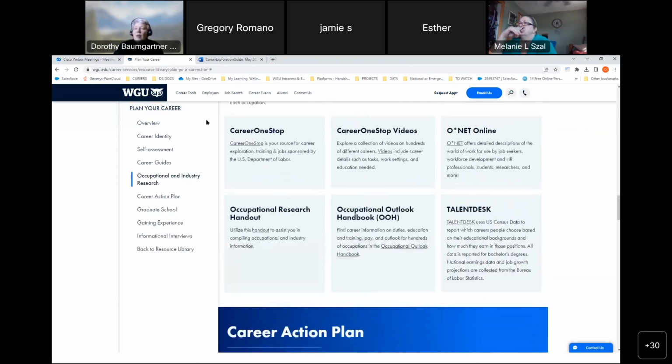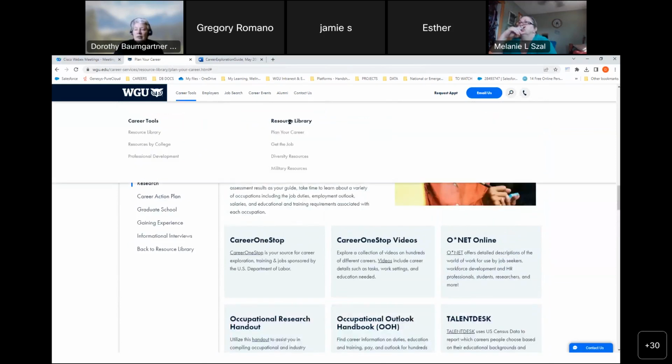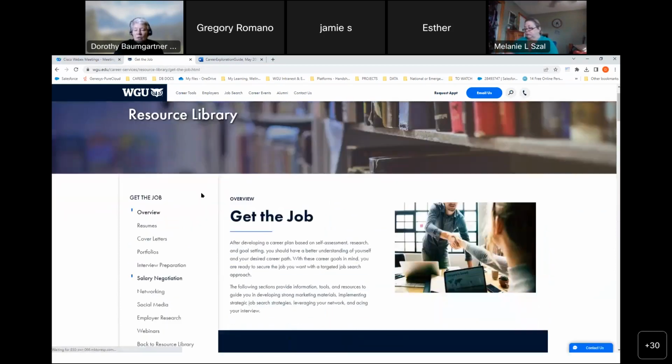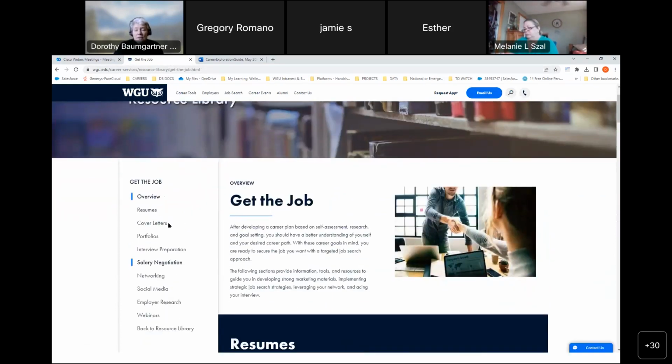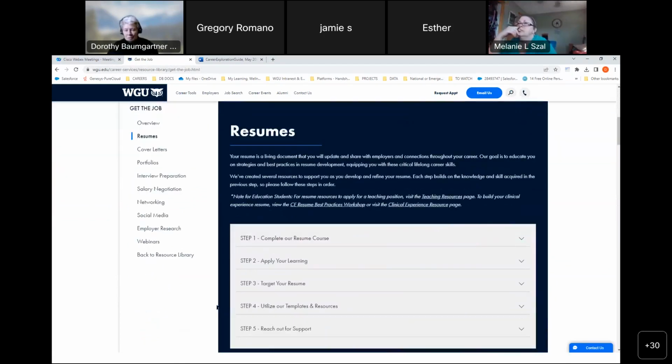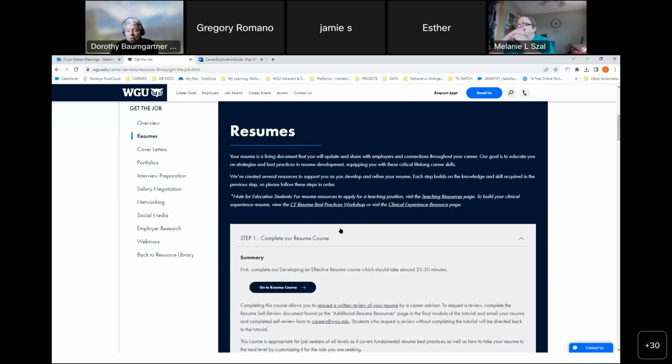So those are great. But I do want to really point you, I'm going to jump back to this resource library to the Get the Job. So I can specifically show you, see there's all this stuff in here, cover letters, interviewing, salary, networking, all that stuff, great stuff. But in our resume section, which is what we're talking about today, one of the things I would recommend as a next step for you is go here to this Complete Our Resume course. This is a click-through tutorial, and it can take you 20 minutes, an hour, whatever, but have your resume ready, go through the course.